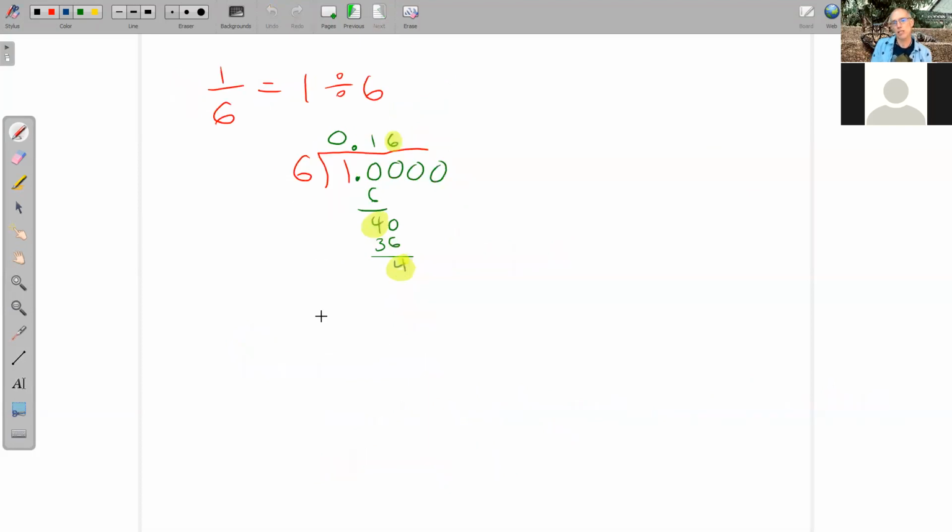What about dividing by 6? What's the biggest remainder I can have when dividing by 6? 5.